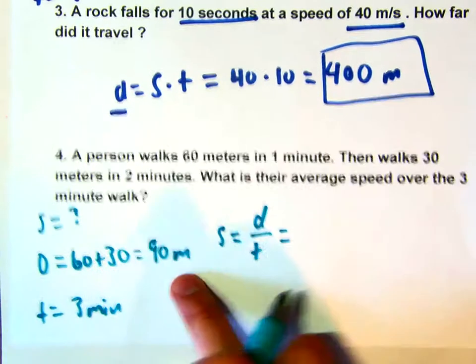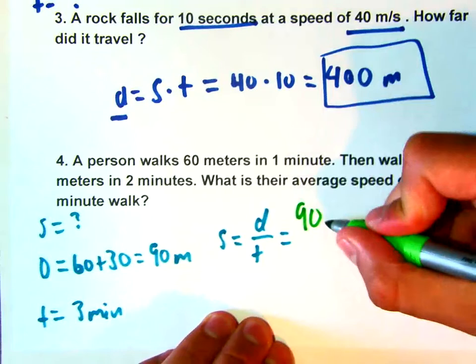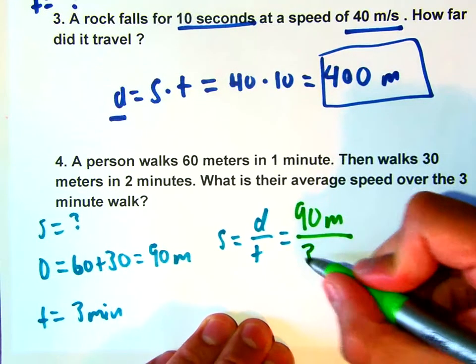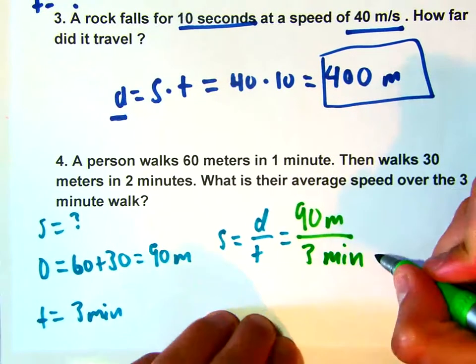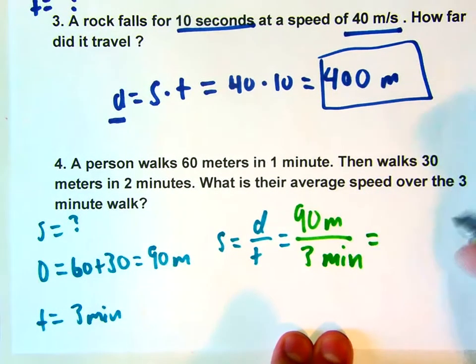Okay, so speed equals distance divided by time. My distance was 90 meters divided by my time, which was 3 minutes, right? So you go ahead and do that. 90 divided by 3 gives me 30.